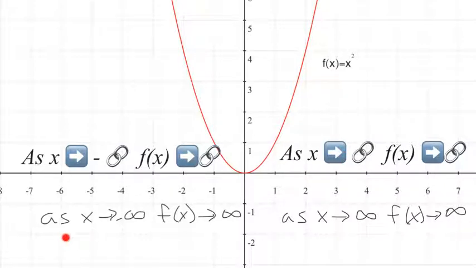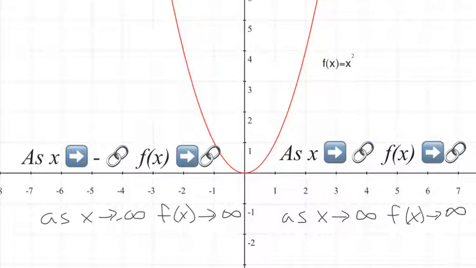So writing it by hand, it would look like this. As x approaches negative infinity, f of x approaches positive infinity. As x gets smaller and smaller and smaller here in the negatives, my y value, my f of x value, keeps getting bigger. As x goes towards positive infinity, f of x is also going up towards positive infinity.